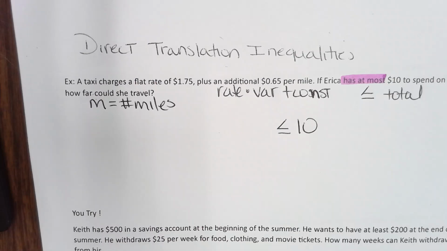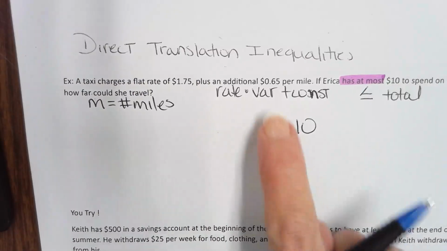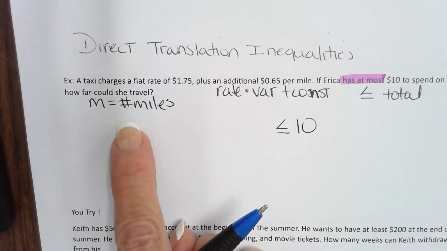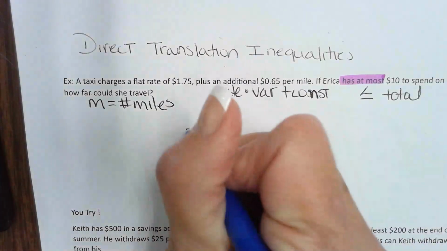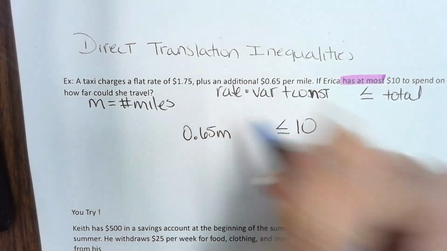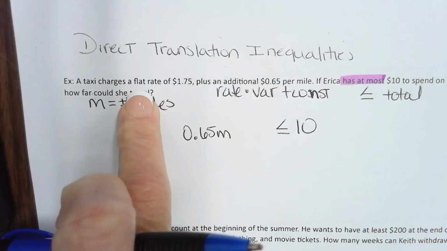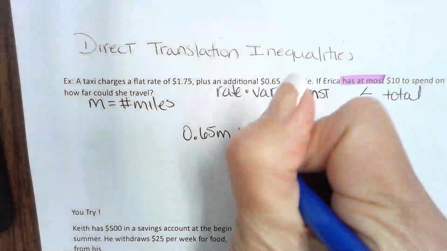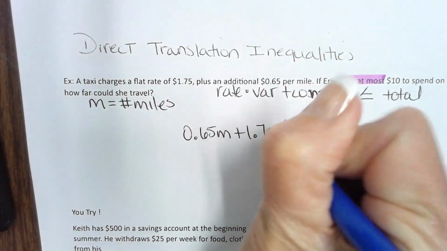What number is going to go with the M? M stands for the number of miles. What number goes with M? Got 2 numbers up there. We've got $1.75 and 65 cents. How do I know it goes with M? Because it says per mile and the variable is miles. So we're going to do 0.65 M, and the flat rate, that's just your one-time charge, is $1.75.